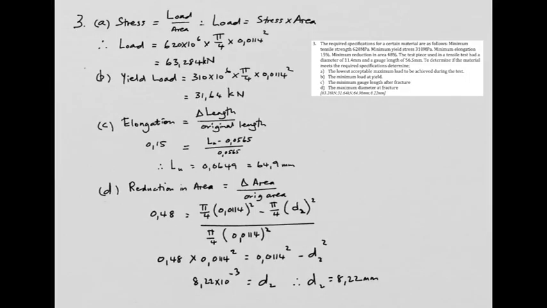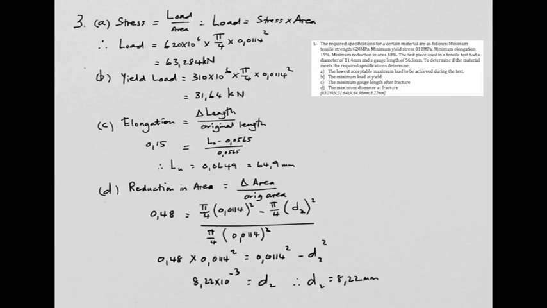Now in the third one, the situation is very typical of what you would encounter in a materials testing lab, where you are given a specimen to test and it must meet certain criteria, certain specifications for the material. Okay, one of which is it must have a tensile strength of at least 620 megapascals.